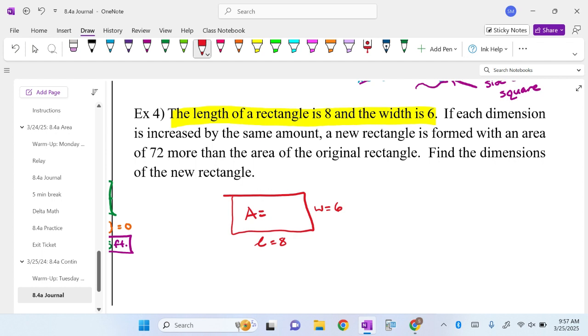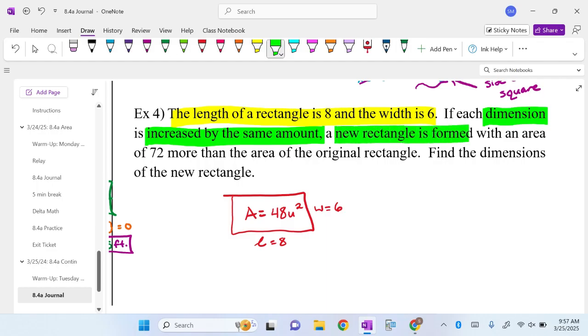So the length is 8, width is 6. What's the area? 48. There you go. So it's 48 units squared because they didn't give us a unit. Now, if each dimension, meaning the length and the width, is increased by the same amount, a new rectangle is formed with an area of 72 more than the area of the original. So let's break down what all of that just said.